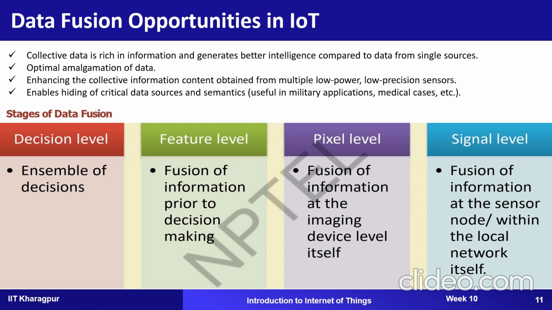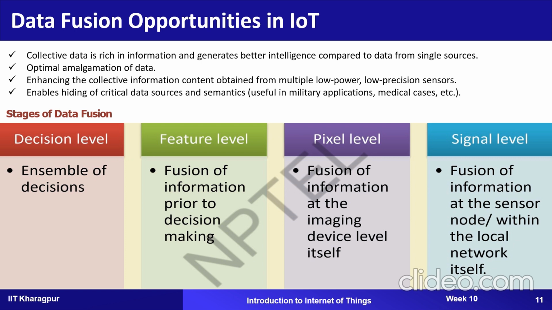Next one is your feature level. Feature level means just before taking the decision you are going to fuse the data or aggregate the data. Next is your pixel level. Pixel level means the fusion of data at the imaging device. So basically this is for the imaging device only.